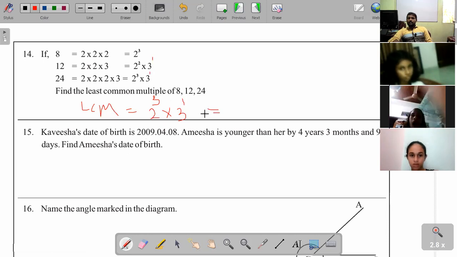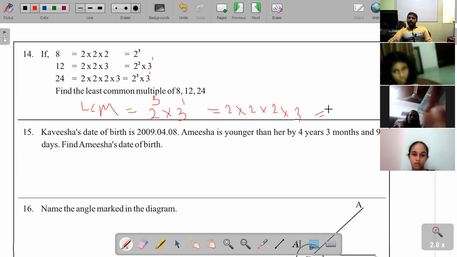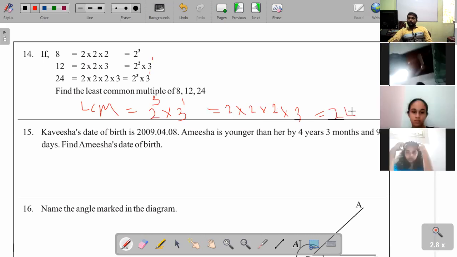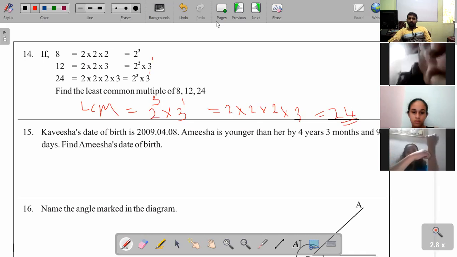Right, then what is the LCM? 2 to the power 3. That means 2 multiply 2 multiply 2 multiply 3. 2 multiply 2 is 4, 4 multiply 2 is 8, 8 multiply 3 is 24. So the LCM is 24.